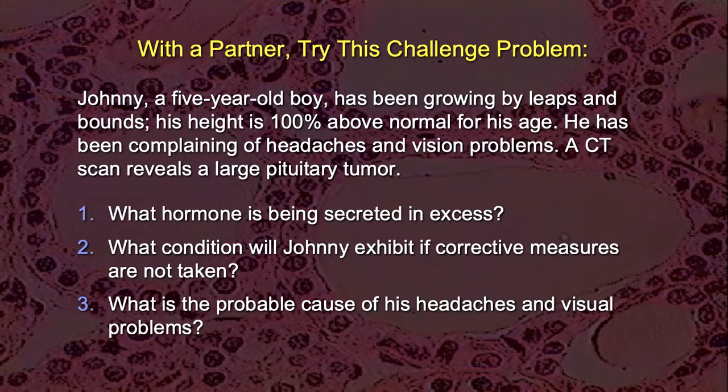All right, guys. Number one, what hormone is he producing in excess? Growth hormone. Number two, if we don't correct it, what's he going to have? Gigantism. Good. And then number three, his headaches. What are they from? That giant tumor that's on his pituitary. Good.